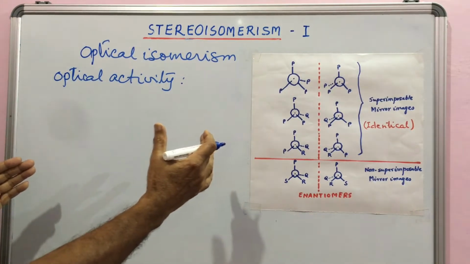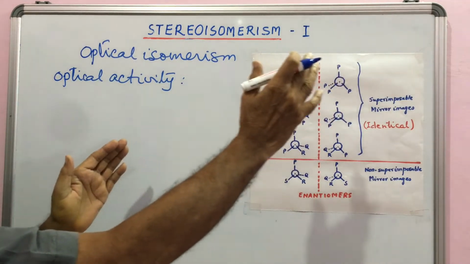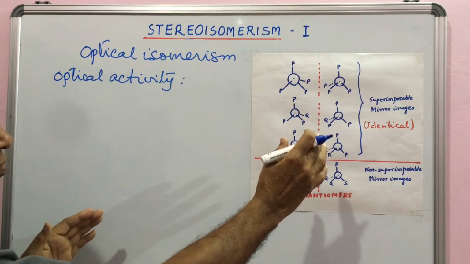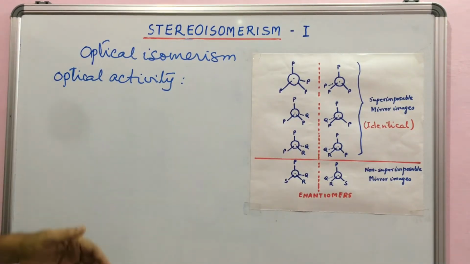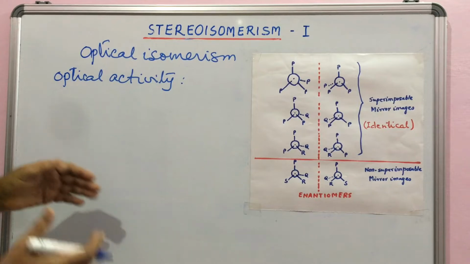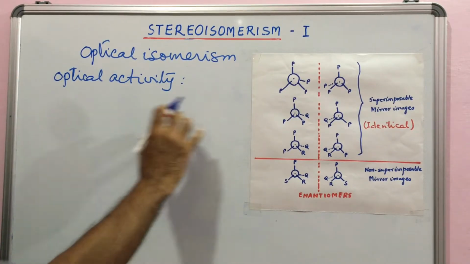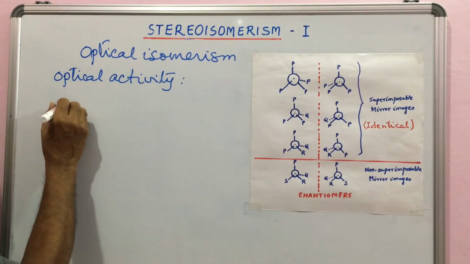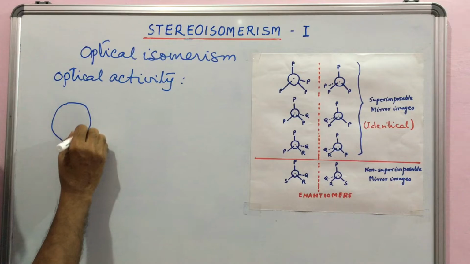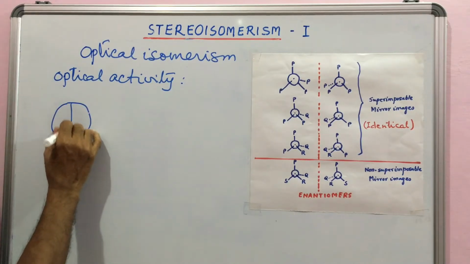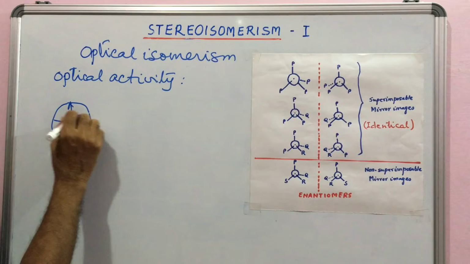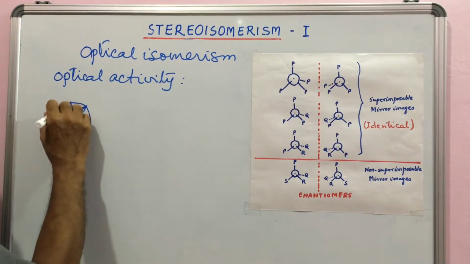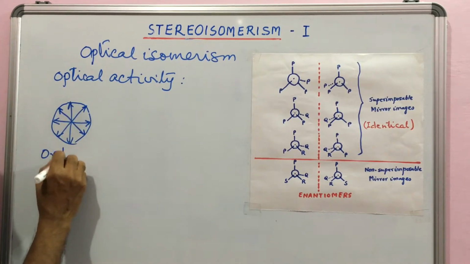Ordinary light propagates in waves through oscillations. Oscillations are perpendicular to the wavefront in all 360-degree directions. If you take the cross section of the wavefront, the oscillations may be in all these directions, in all 360-degree directions. This is ordinary light.